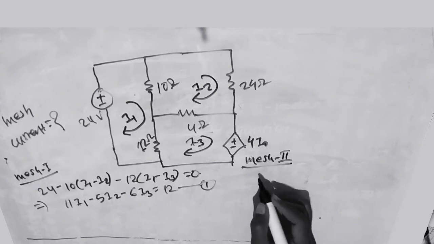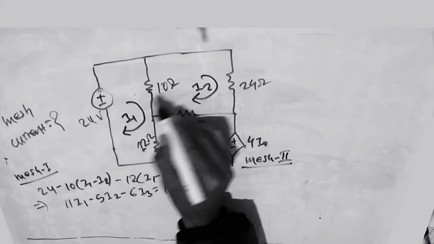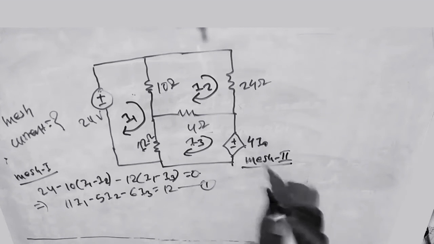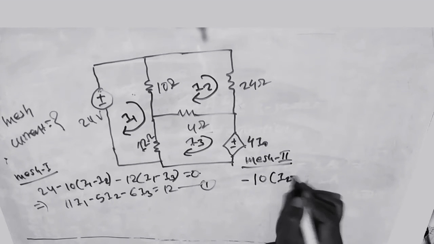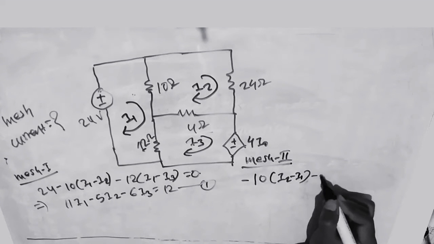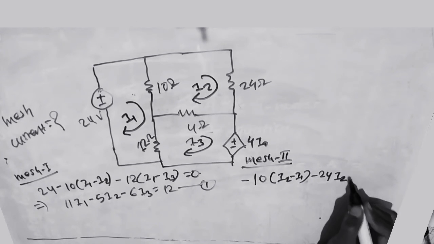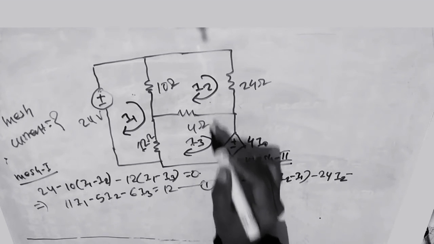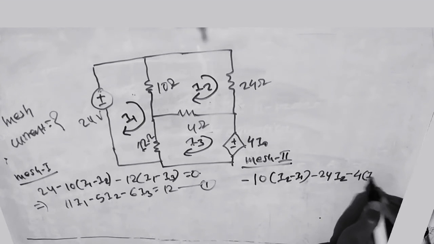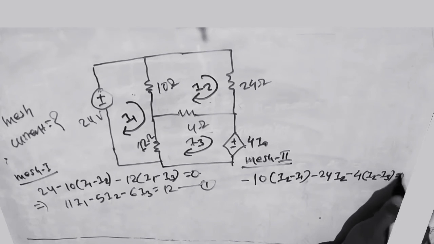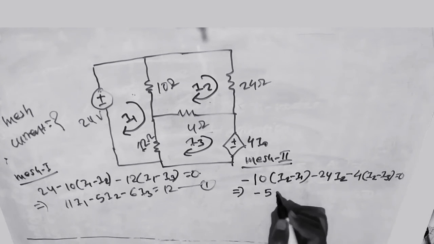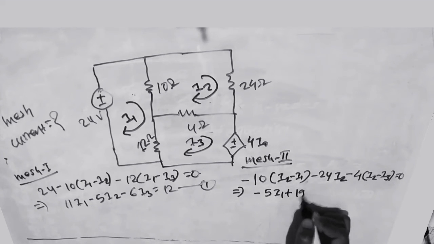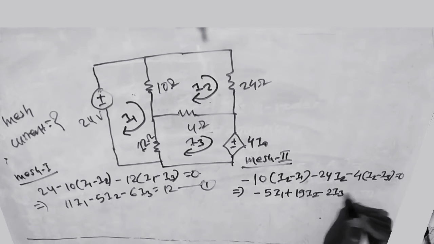In mesh second, since 10 is common to mesh first and mesh second, we can write minus 10 into (I2 minus I1), and minus 24 I2, and minus 4 is common to mesh second and mesh third, so minus 4 into (I2 minus I3) equals 0. On simplification we can write minus 5 I1 plus 19 I2 minus 2 I3 equals 0. This is equation second.